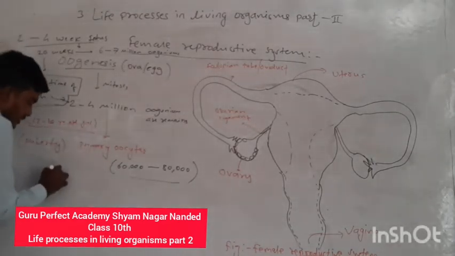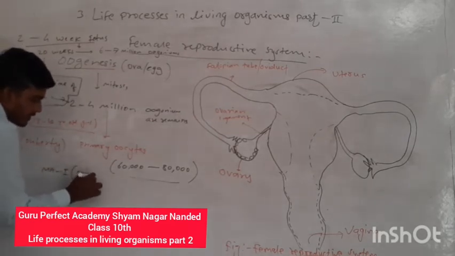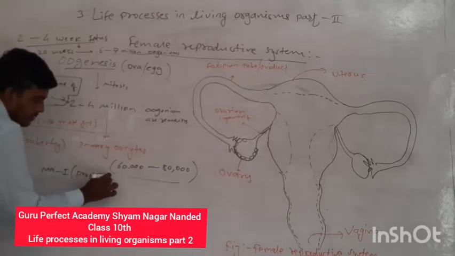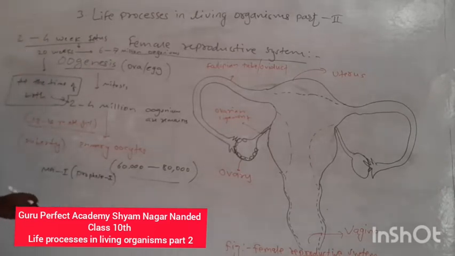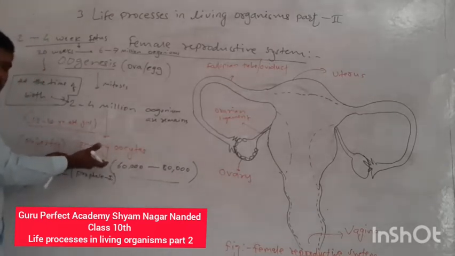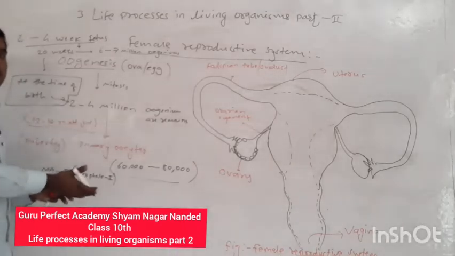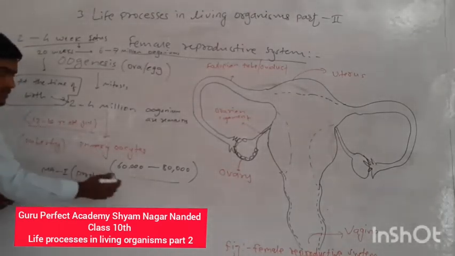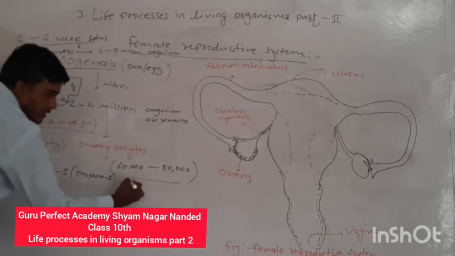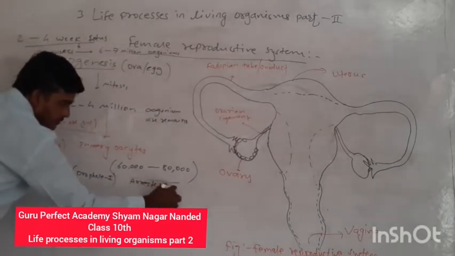In this stage the process occurring is called meiosis first, that is prophase first. Here, in this process of formation of primary oocyte, then it again converts into the secondary oocyte. At that time this process is arrested here.